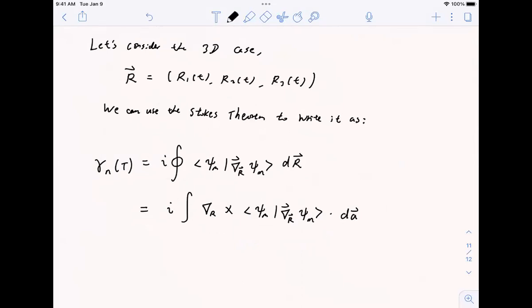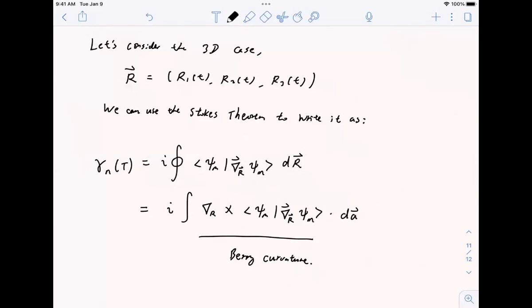So basically, the Berry curvature is this middle part. You take a curl. I'm not sure whether the Berry curvature includes the i or not, but anyway, it's just the curl of this thing. So basically, you change this line integral into a surface integral. Okay? So that is the definition.